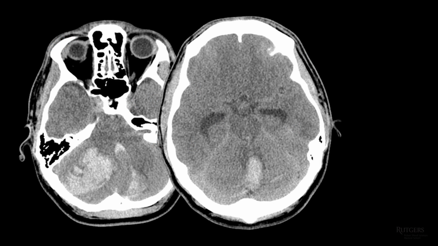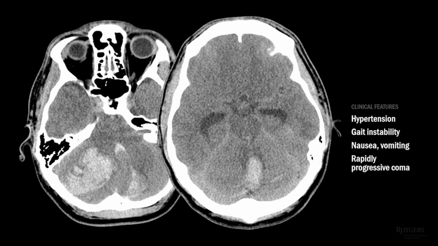Here's another example of a coma-producing lesion. Imagine a patient with a history of hypertension who then develops sudden gait instability, nausea, vomiting, and might even have fallen to the ground, followed by rapidly progressive coma. Again, two axial head CT slices, one through the pons, and the other at the level of the temporal horns of the lateral ventricles.